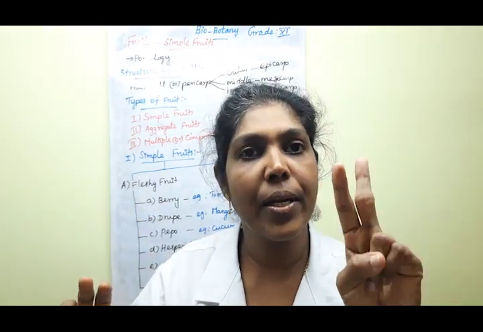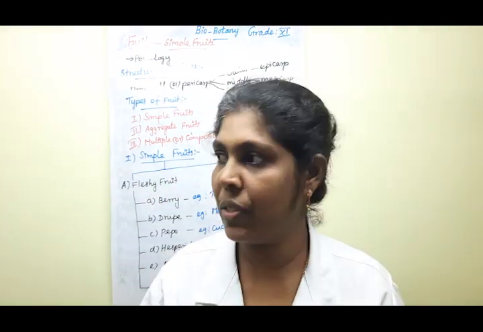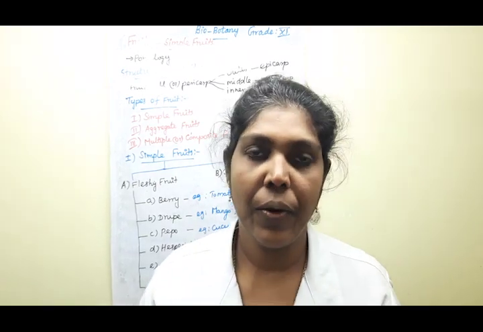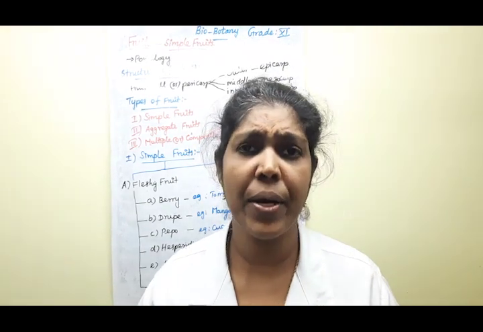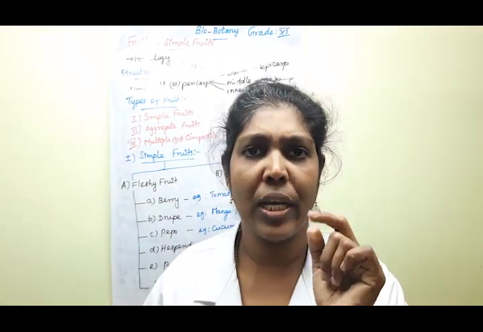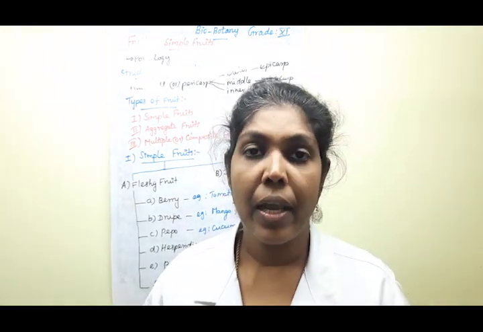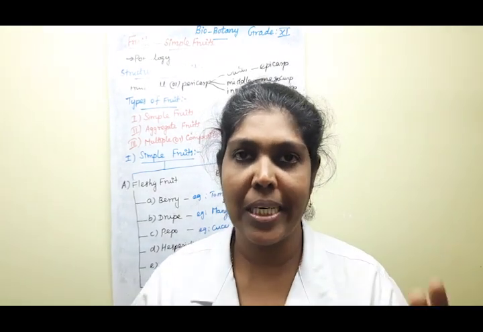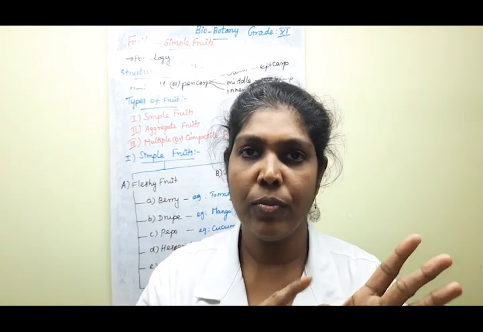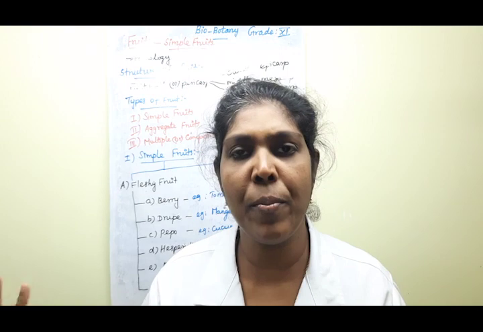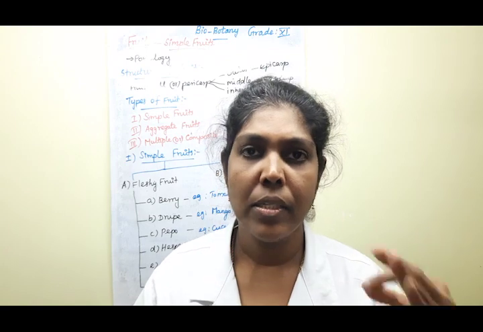They are divided into two types. What are the two types? One is the fleshy type of fruits and the other is dry fruits. Dry fruits, for example, are coriander, paddy, and cashew nut. These are all nut items, so they are dry fruits. Fleshy fruits are apple, grapes, brinjal, tomato, mango, sapota. There are so many fruits. So this is how we categorize simple fruits.